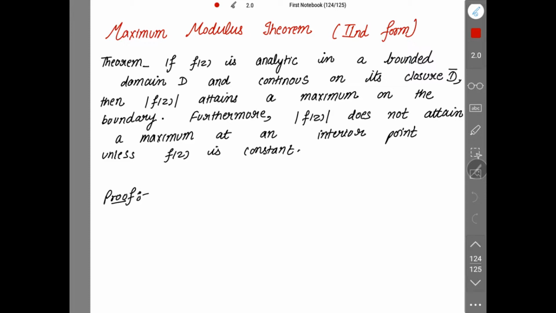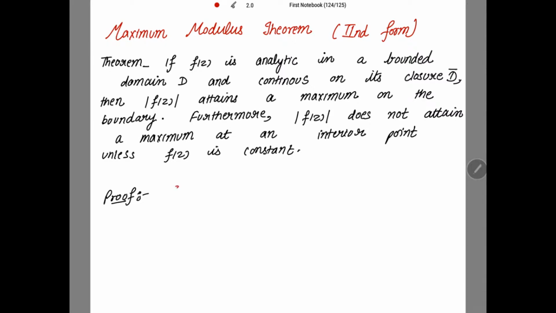Now let's do the second form of this theorem. If f(z) is analytic in a bounded domain D, now the domain is given to be bounded, and continuous on its closure D bar, then mod of f(z) attains a maximum on the boundary. Furthermore, mod of f(z) does not attain a maximum at an interior point unless f(z) is constant. This is nothing but your first form. Alright, so let's do this.